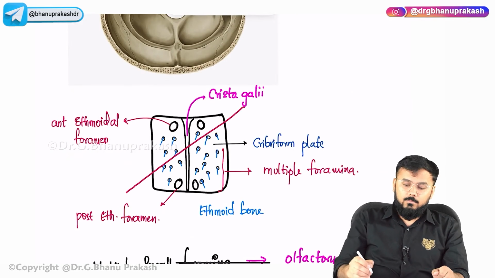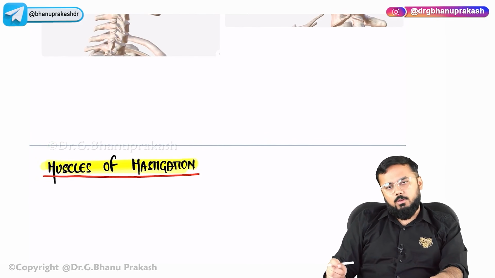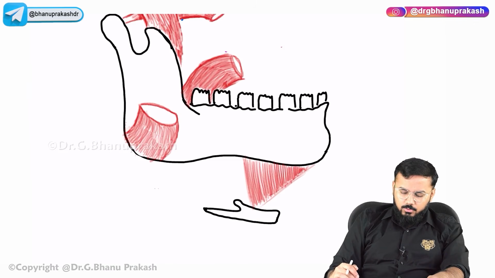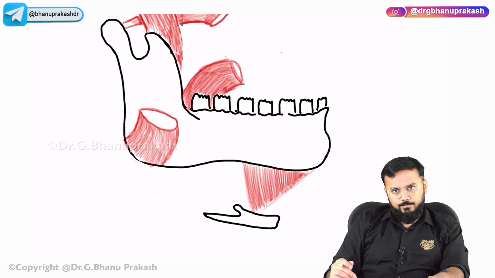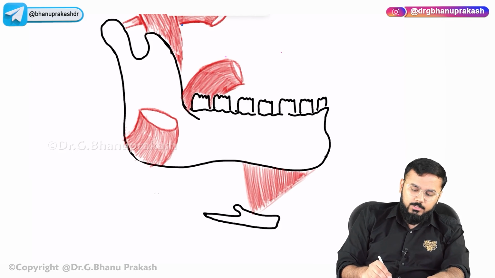Hello guys, so now we shall be discussing the different muscles of mastication. What are the different kinds of muscles we have got for mastication? If you look at this particular picture over here, this is the mandible and the hyoid bone down. This particular muscle which you can see over here is your masseter muscle.